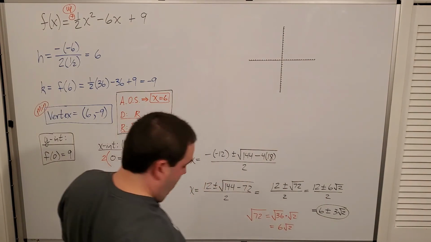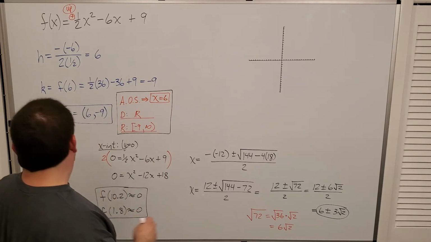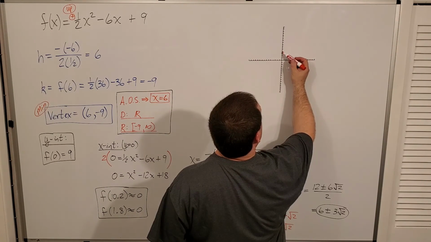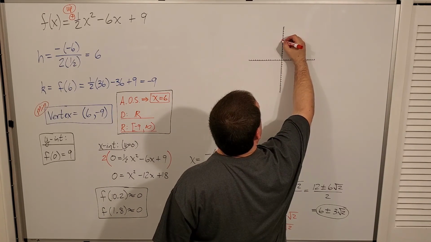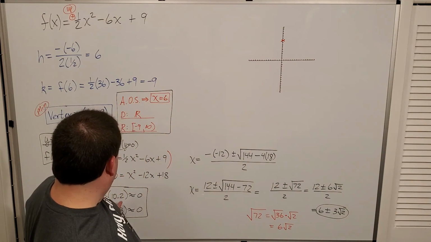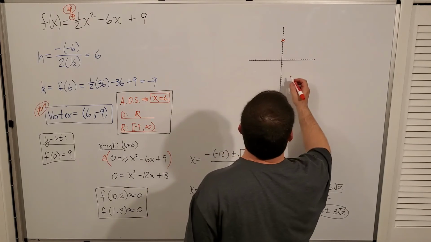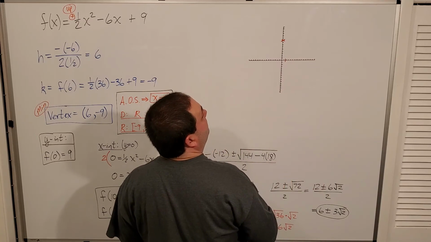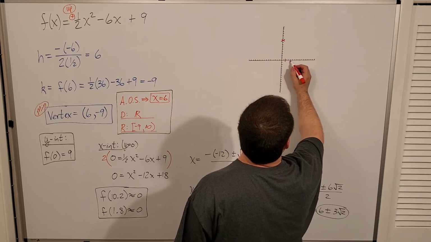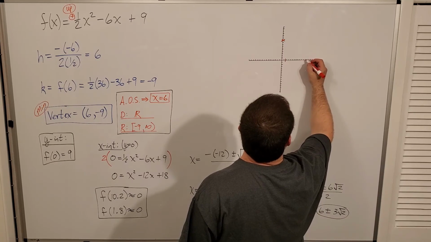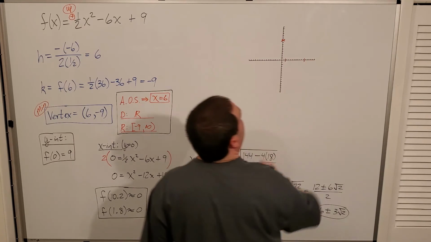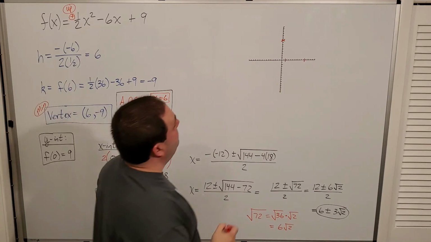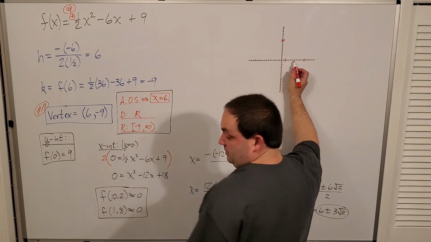So let's graph our important points first, right? The y-intercept, f of 0 equals 9. So 3, 6, 9, that's right here. My x-intercepts are at 10.2 and 1.8. So 1.8 is just a little bit shy of 2 right there. And 1, 2, 3, 4, 5, 6, 7, 8, 9, 10.2 is just a little bit past 10 right there. Okay. Vertex is at 6, negative 9. So 1, 2, 3, 4, 5, 6.